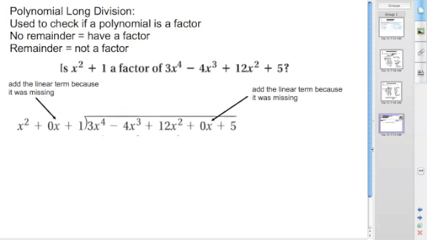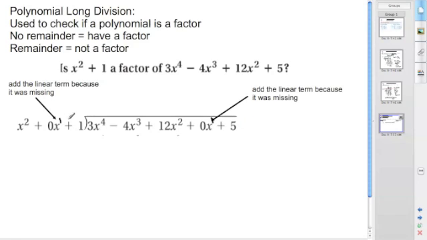Here's example 2 where you need to fill in missing terms. So how many times does x squared plus 1 go into 3x to the 4th minus 4x third plus 12x squared plus 5? Notice we have to add in the linear term in both polynomials, because when you're dividing, you need every term from highest degree down to 0. In other words, if we have x squared, we need x to the first. Since we have x to the 4th, we need 3, 2, 1, and 5 is really x to the 0.